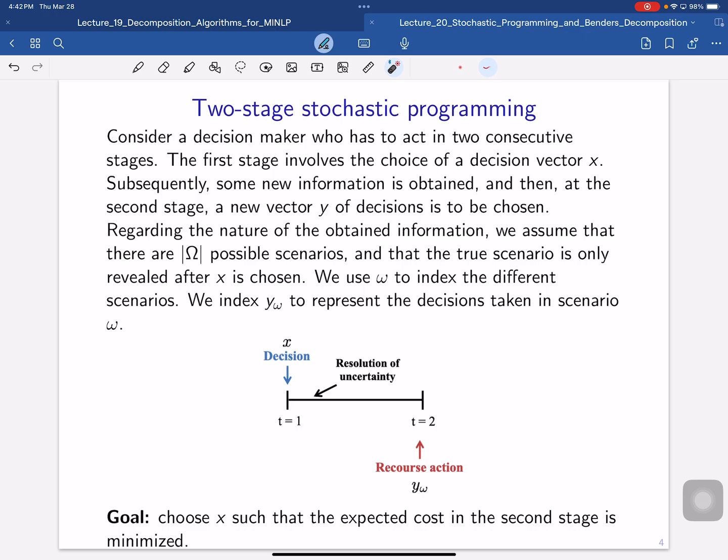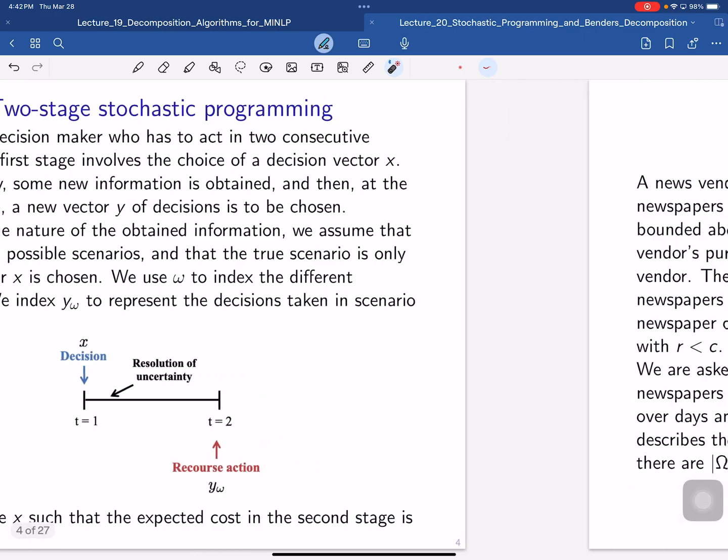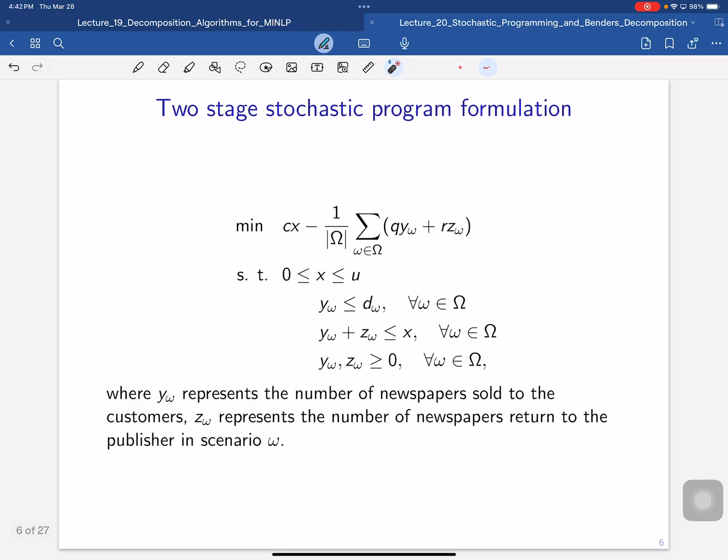In this case, the uncertainty is the demand, the number of newspapers you can actually sell. Then we have the stage 2 decisions, which depend on the demand, on how many you actually sell. So let's formulate this as a two-stage stochastic programming problem.